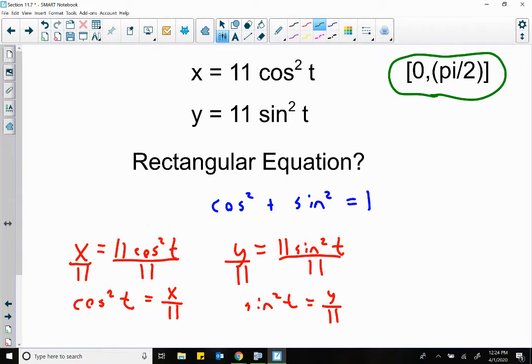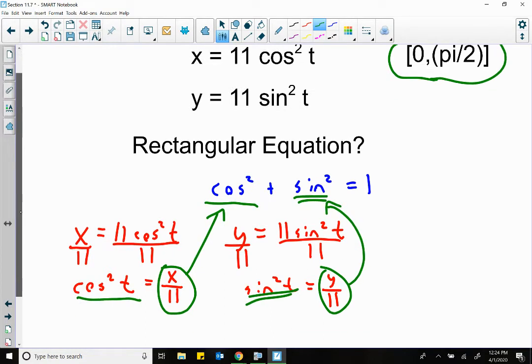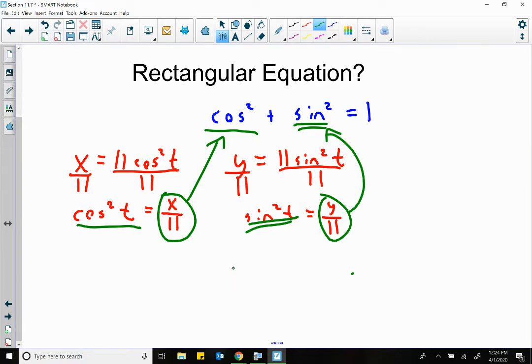So all we're going to do now is take what we know and plug it in. We know that cosine squared is x over 11. So I'm going to plug that x over 11 right there and get rid of the cosine squared. We know that sine squared is y over 11. So I'm going to plug that right there. Okay? So what we have then is x over 11 plus y over 11 equal to 1.